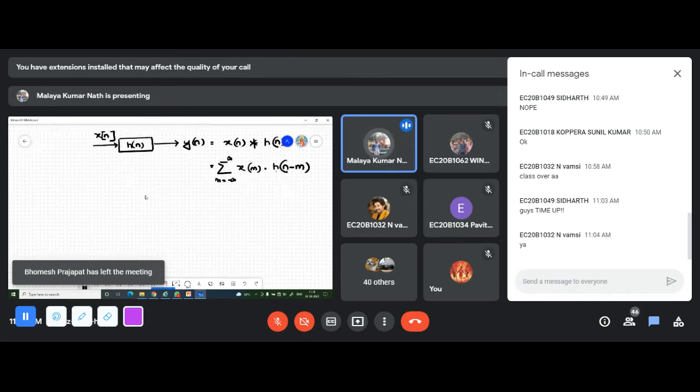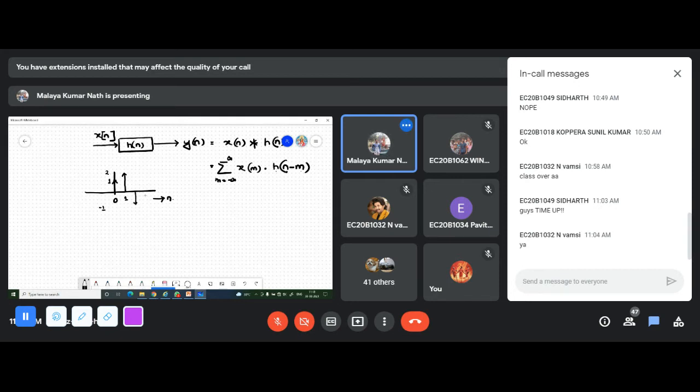Now I will take one example with respect to this. Suppose I have x of n something like this. This is n, the variable. At n equal to 0 it has a magnitude of 1. At 1 it has a magnitude of 2. At 2 it has a magnitude of minus 1. At 3 it has a magnitude of 1. So this is 0, 1, 2, 3. This is my x of n.